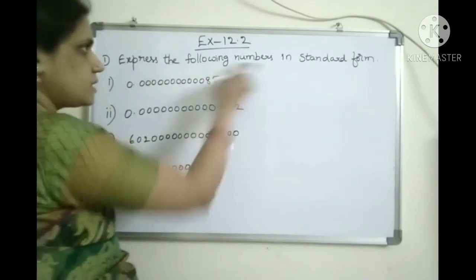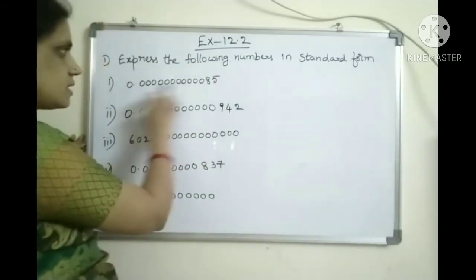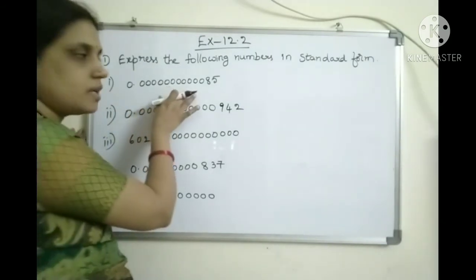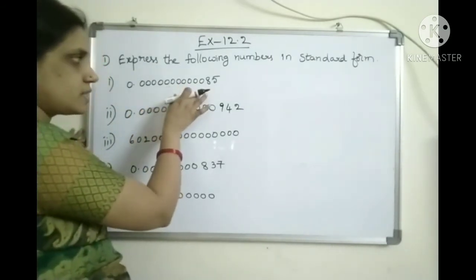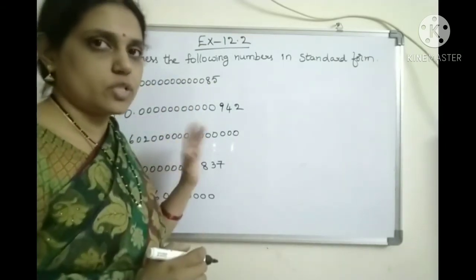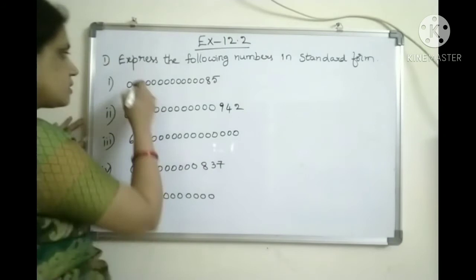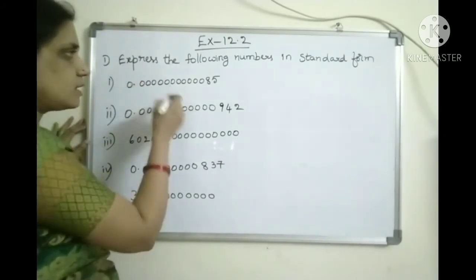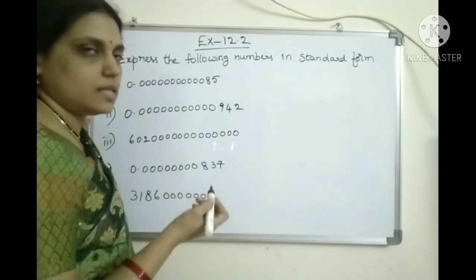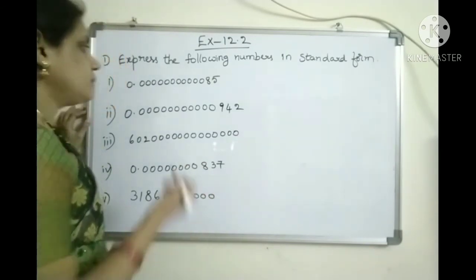Express the following numbers in standard form. So here this is the number given. If you observe, this is a very small number, so it should be expressed with a negative exponent. So here we are going to follow the short method only. We will count how many places the decimal is moved, and that we write as the negative exponent to the base 10.